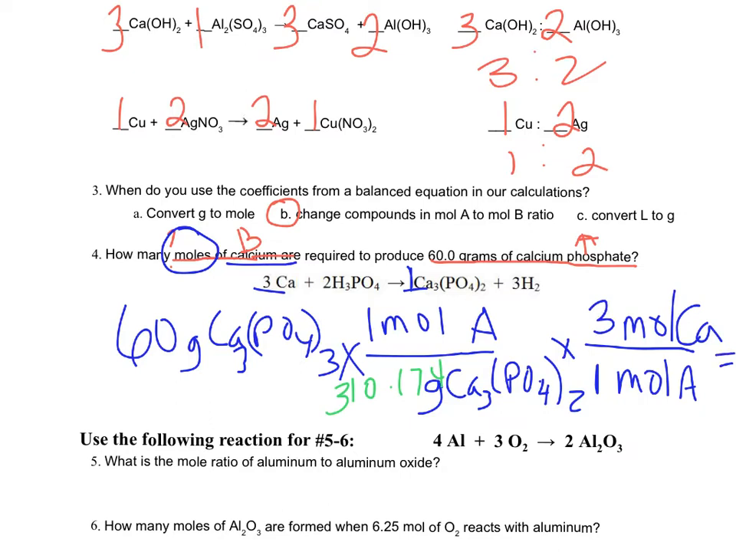So multiply. Do your math. 60 divided by 310.174 times 3. You should get 0.58 moles as your answer in that question.